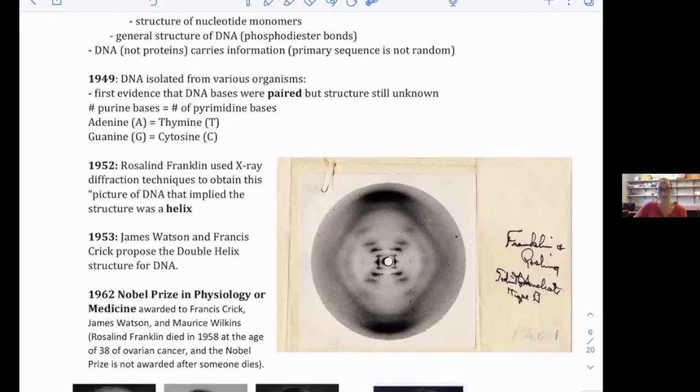And then in 1953, James Watson and Francis Crick proposed the double helix structure. Based off of this, they made a model of what they thought DNA looked like, and that's the same model that we use today. Their actual model, physically made out of metal and wood and everything, is in a museum in London, I believe, if you're ever in London and you want to see it.